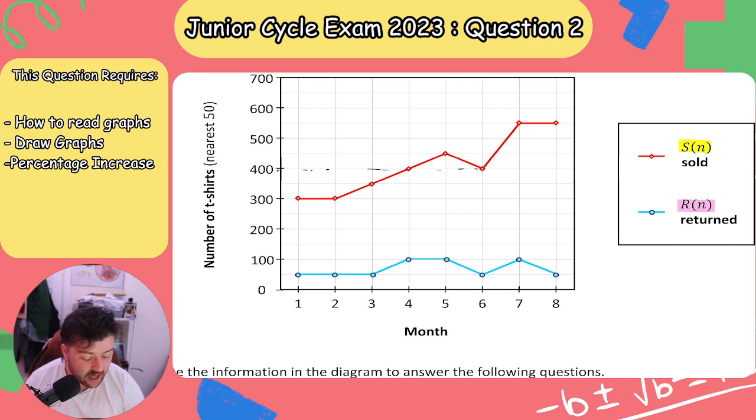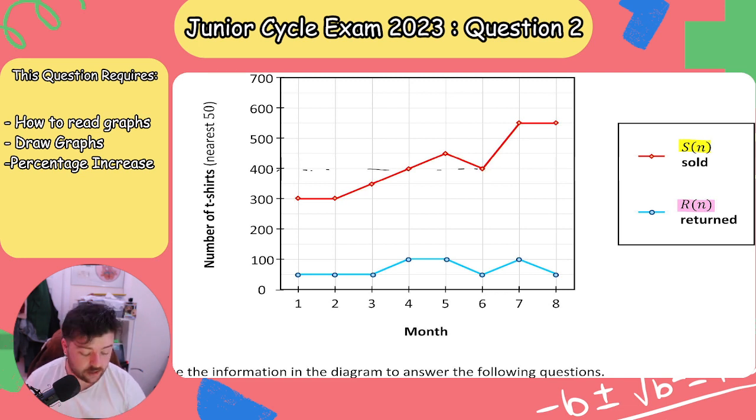And I think that's correct, because look here, from month 1 to 2, he didn't sell any extra t-shirts. Month 2 to 3, sold an extra 50. 3 to 4, sold an extra 50. 4 to 5, sold an extra 50. 5 to 6, he sold 50 less. But then from month 6 to 7, he sold 150 more.